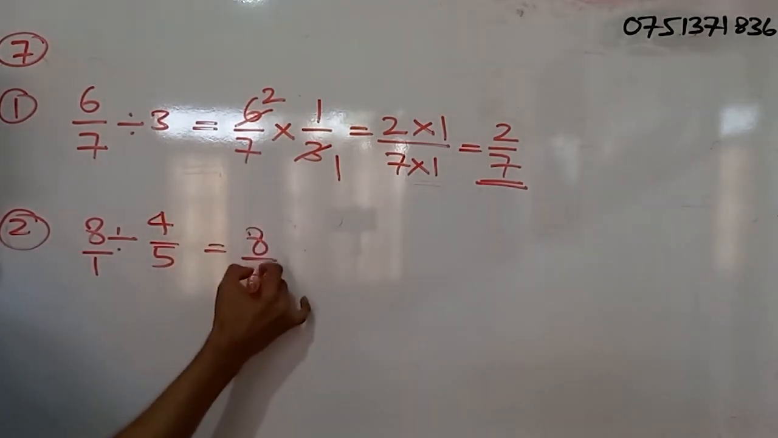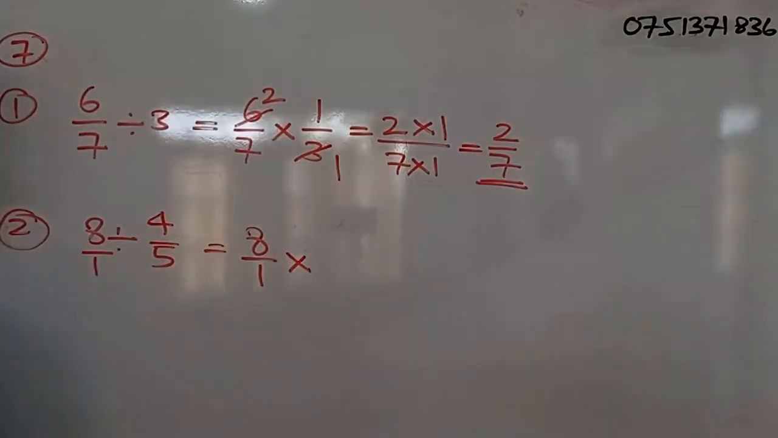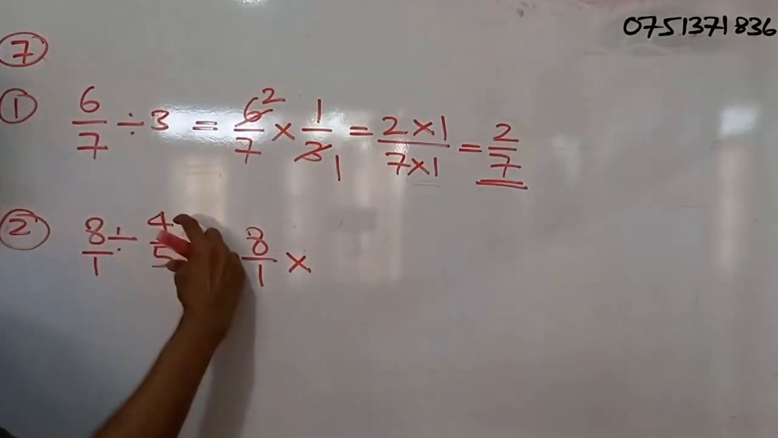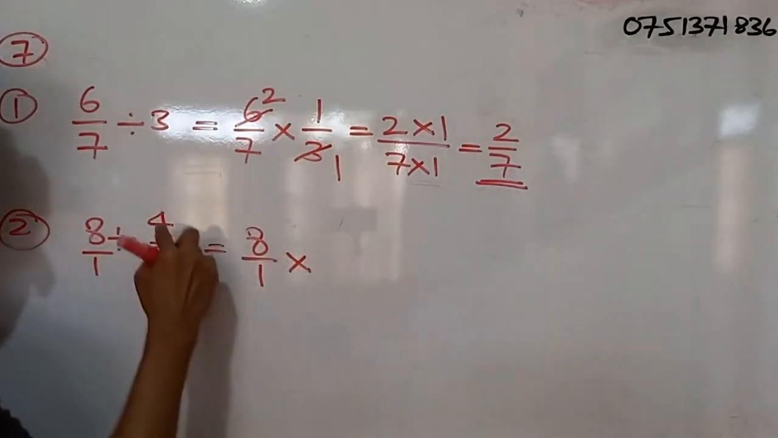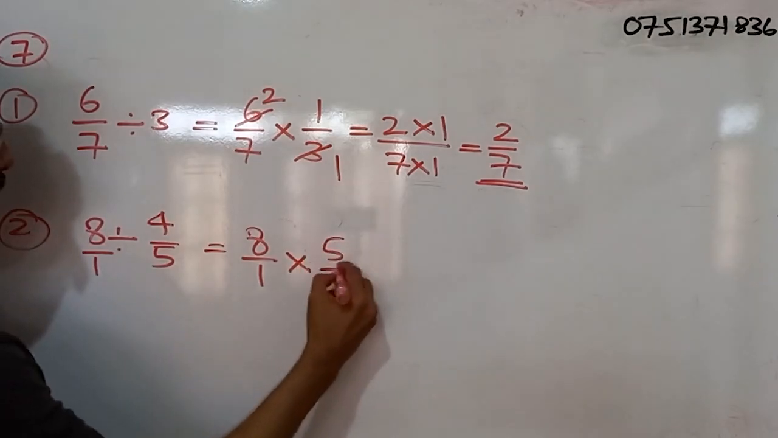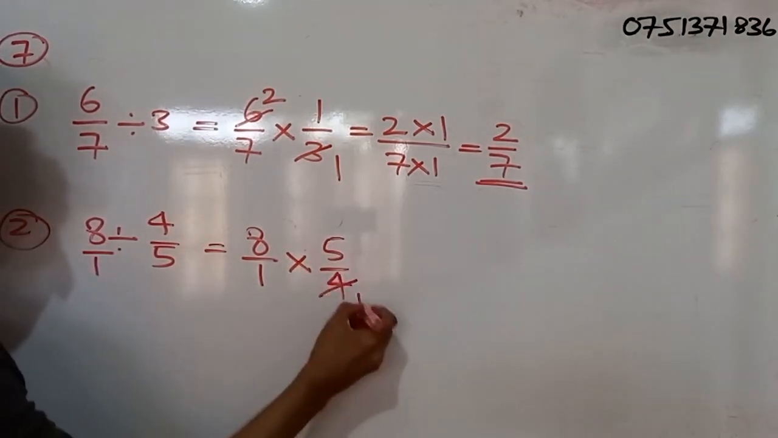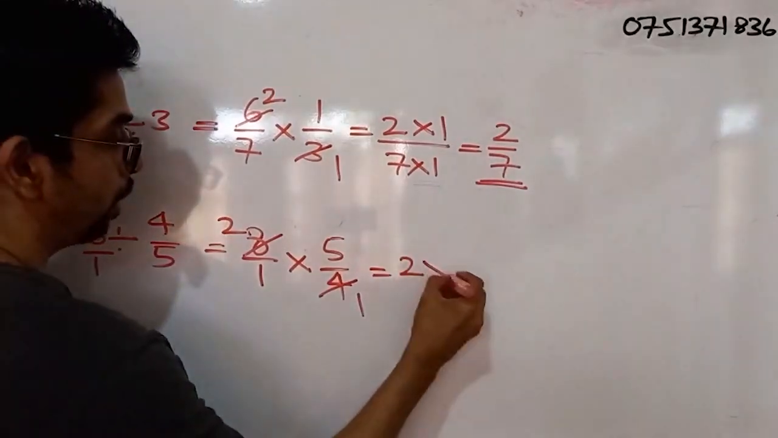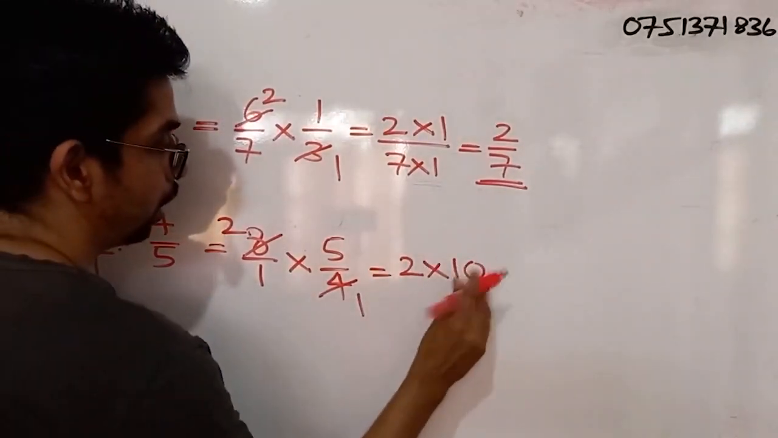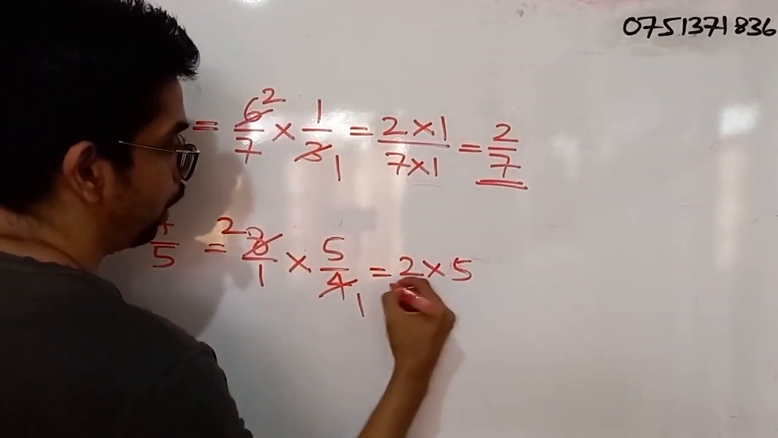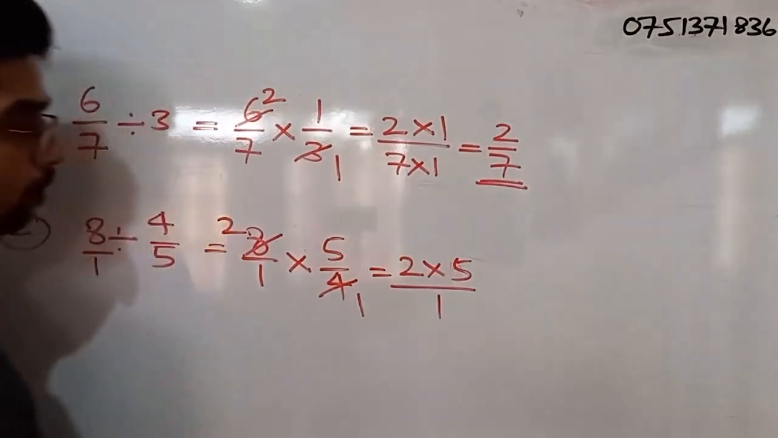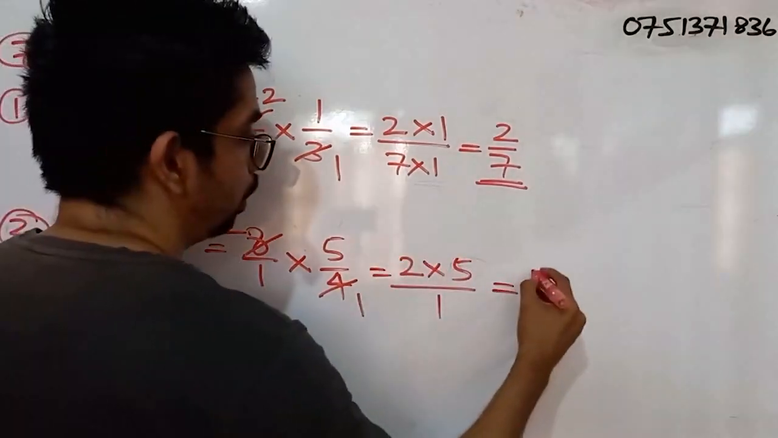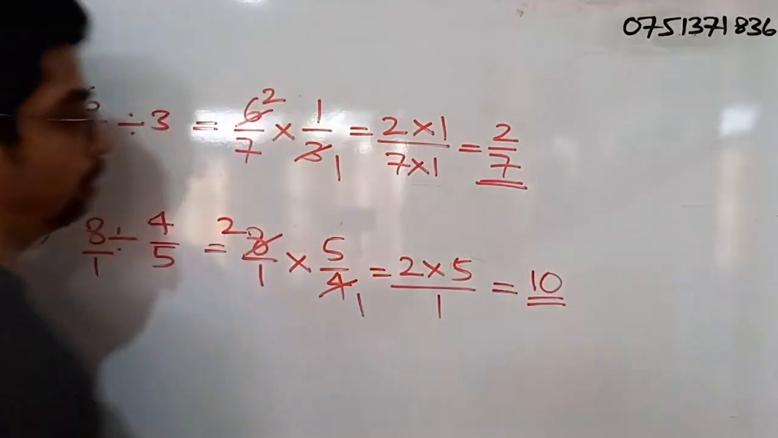Okay. So 8 by 1 multiplied by, we have to write the reciprocal. So this is 4 by 5. So we have to write 5 by 4. So 4 times 1 and 4 times 2. Now what is the top half? 2 times 5. And in the bottom we have 1. So 2 times 5 we know that is 10. So the answer will be 10.